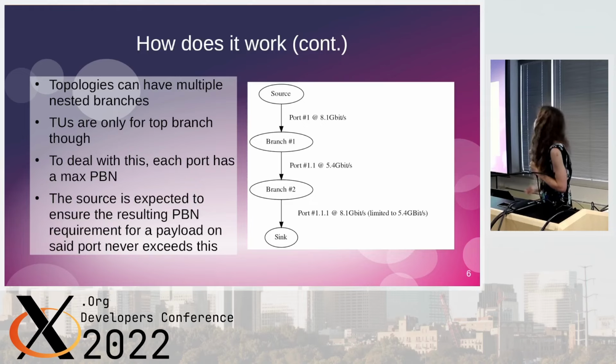The way we determine this is each port has its own maximum PBN that is advertised based on the current link rate that it's trained at. So when we're actually doing mode sets, we have to ensure that not only are we giving enough time units to a stream, but we have to make sure that down that entire path, we're not running over that max PBN.